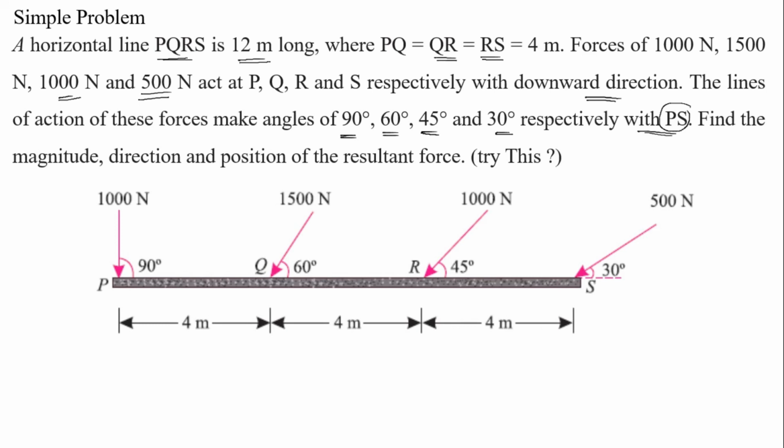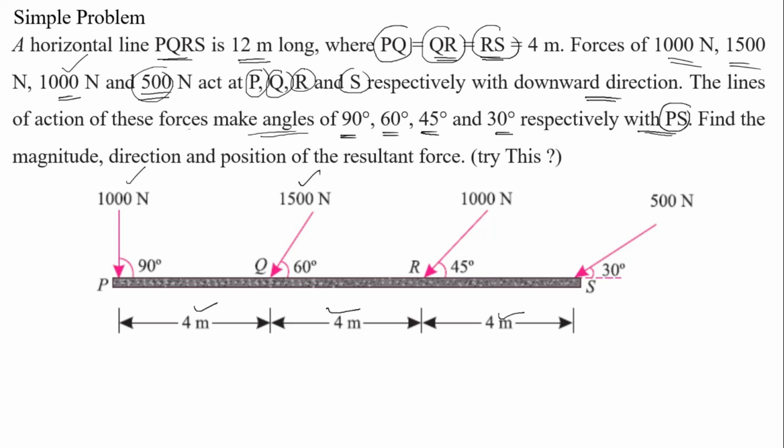See, the distances PQ, QR and RS are equal to 4, 4 and 4, right? And the forces 1000 Newton, 1500 Newton and 500 Newton act at PQRS. So at P 1000 Newton is acting, at Q 1500 Newton is acting, at R 1000 Newton is acting, and at S 500 Newton is acting, and the lines of action of these forces make an angle.